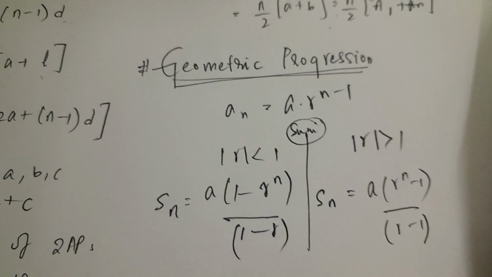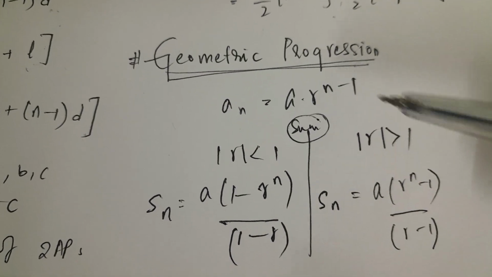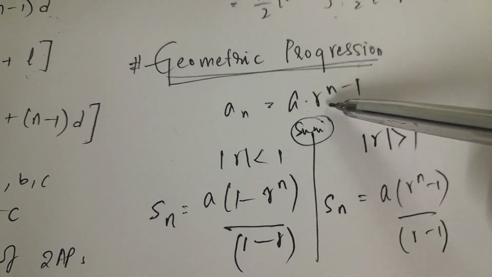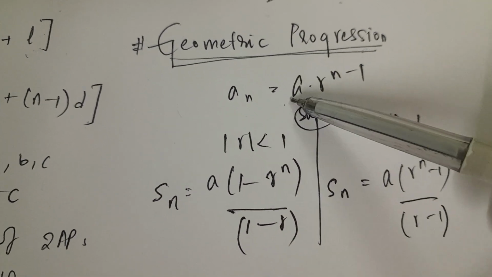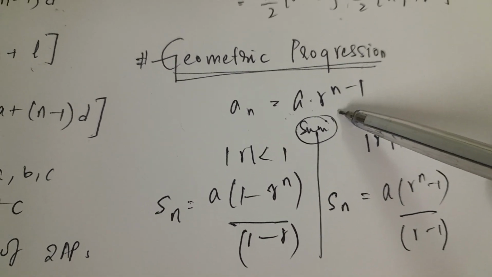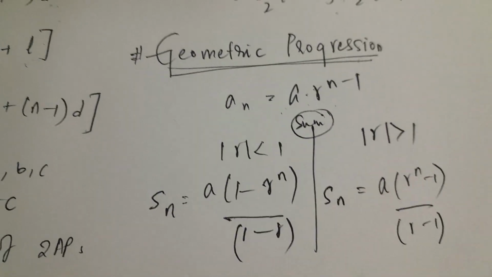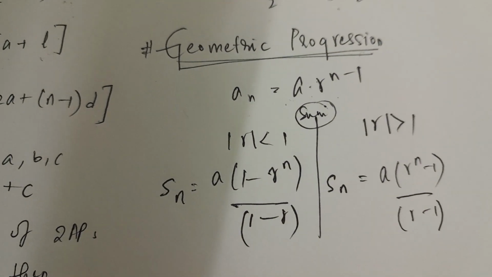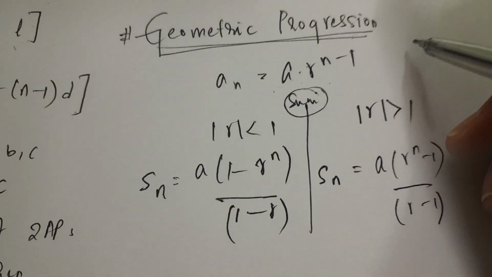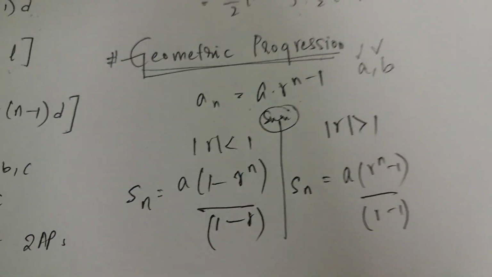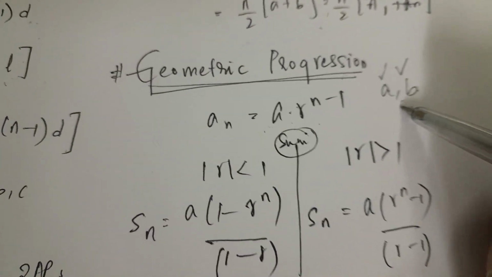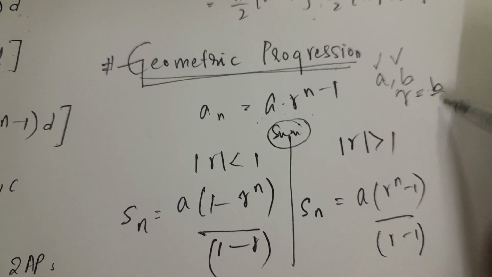Moving on to geometric progressions. So in geometric progressions, the nth term is given as a times r to the n minus 1, where a is the first term of the geometric progression and r is the common ratio. And how you can get this common ratio is by dividing two consecutive terms. So let's say you have a and b. So this is the first term and this is the second term, the two consecutive terms. You can get the common ratio by just doing b divided by a.